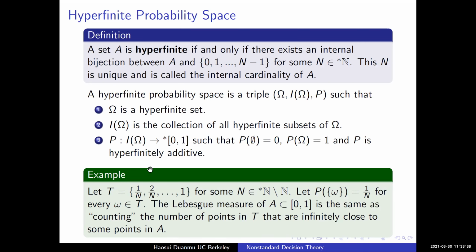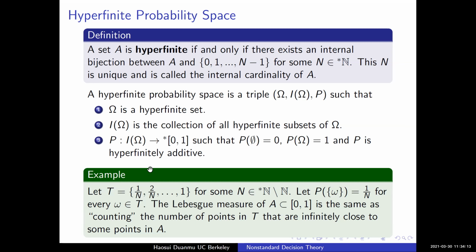Now I will introduce a particularly important class of objects from the non-standard universe, namely the hyperfinite objects. A set A is hyperfinite if and only if there exists an internal bijection between A and {0, 1, up to n minus 1} for some infinite natural number n. As I said before, a hyperfinite set is technically an infinite set, but it has all the first order logic properties of a finite set.